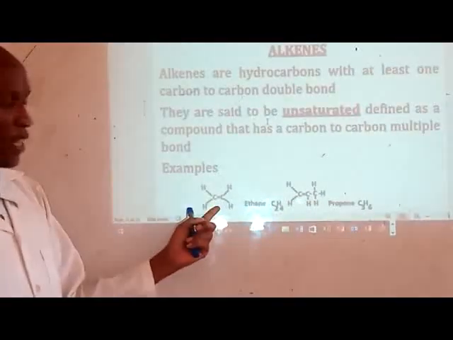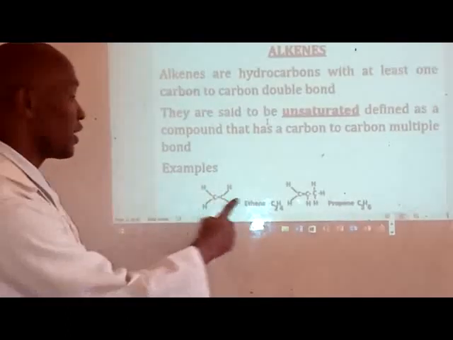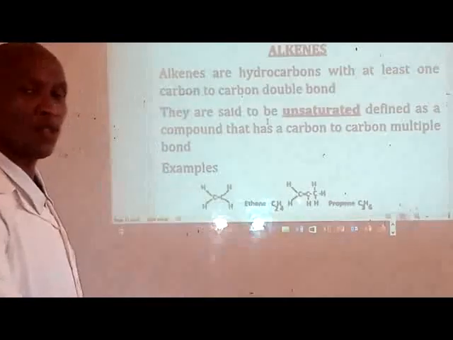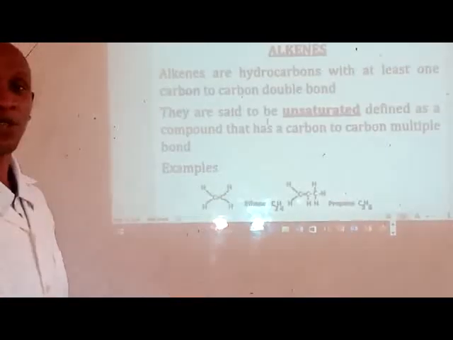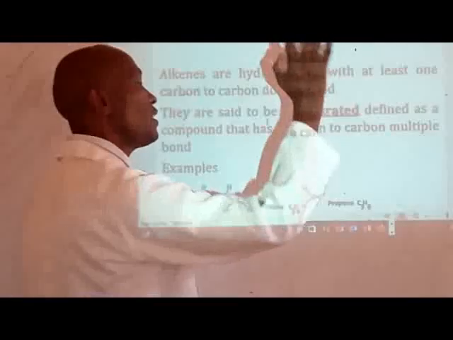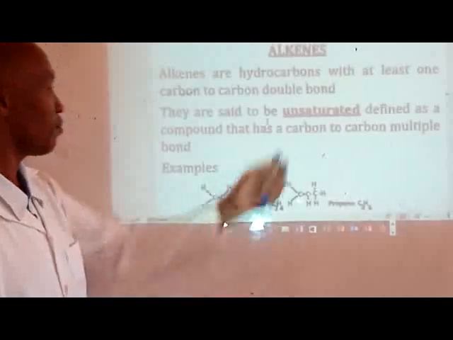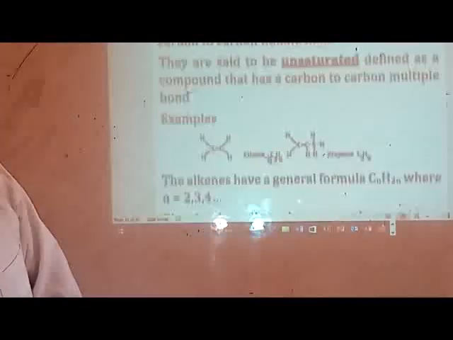Of course, it is true it does not contain enough. If a compound has 2 carbon atoms, it can hold 6 hydrogens. It's true it doesn't contain enough, but that is not used as a definition here. So the definition for unsaturation is a substance that has a carbon-to-carbon multiple bond. That is our definition. And we can give a few examples.